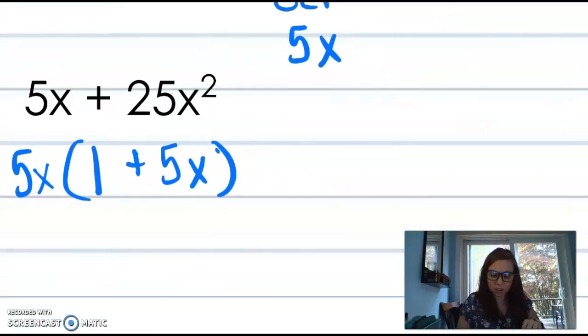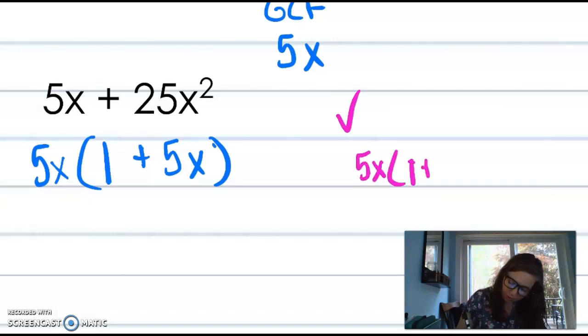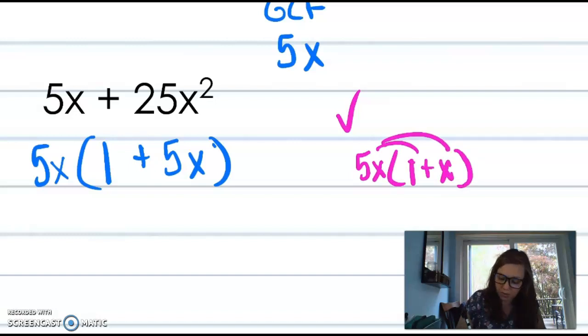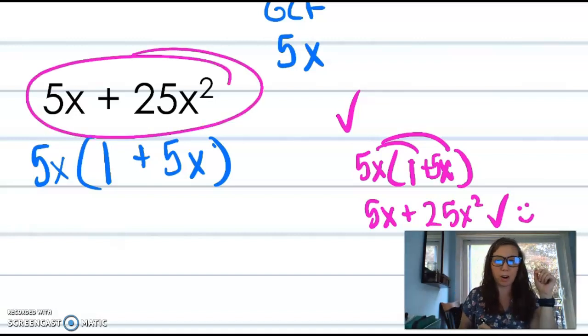Now you can check it. I'm just going to do a quick check in pink just so you can see it. The check is, if I take what I wrote, what your answer is, and if I actually distribute it through, then that would give me the correct answer, what you started with. So right here is the distributive part. That's what we've distributed. We're going backwards from that.